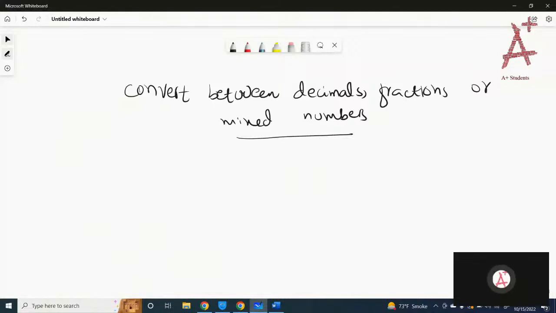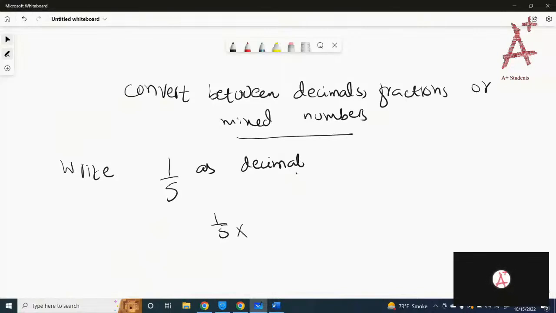Okay, let's start with an example. Write 1 by 5 as a decimal number. You are given a fraction, you have to convert it to a decimal. Write 1 by 5 as a decimal. Got it? So you have 1 by 5. You have to make the denominator equal to 10. Got it?